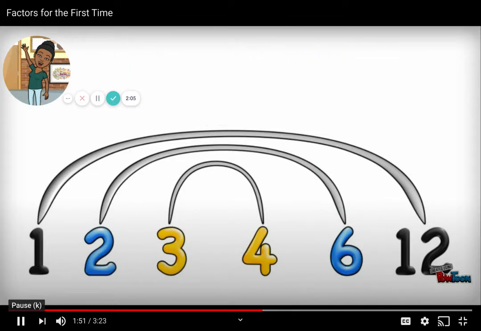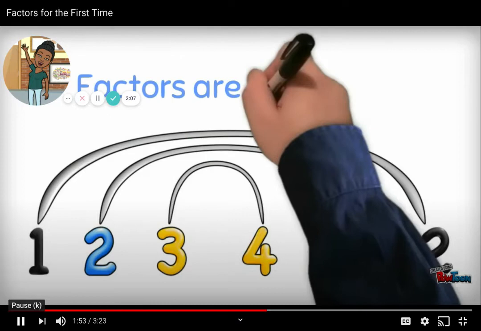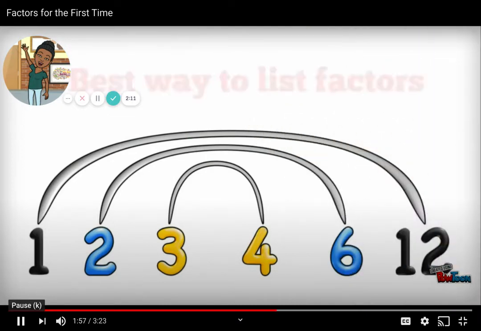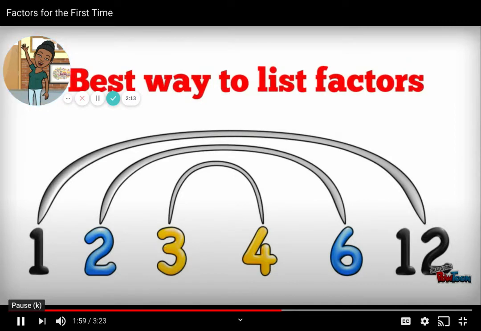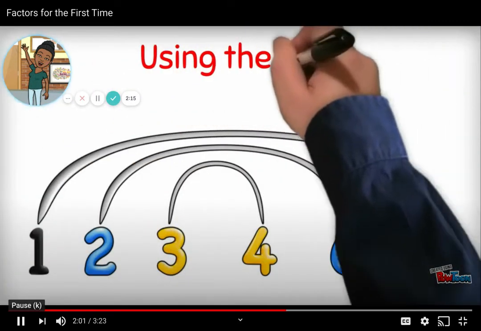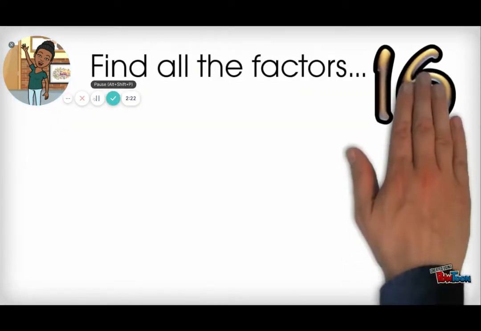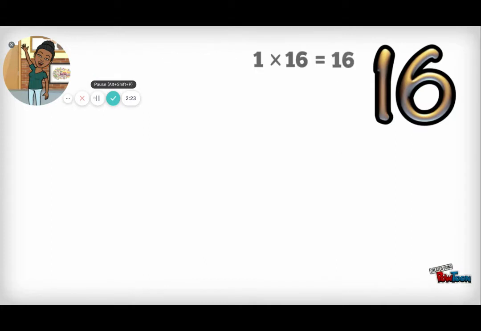Notice that because we worked from the outside in, the factors are in order. This is the clearest way of showing all the factors of a number, and using the arc for each factor pair shows your thinking. We'll do one more example. We'll find the factors of 16 for ourselves.